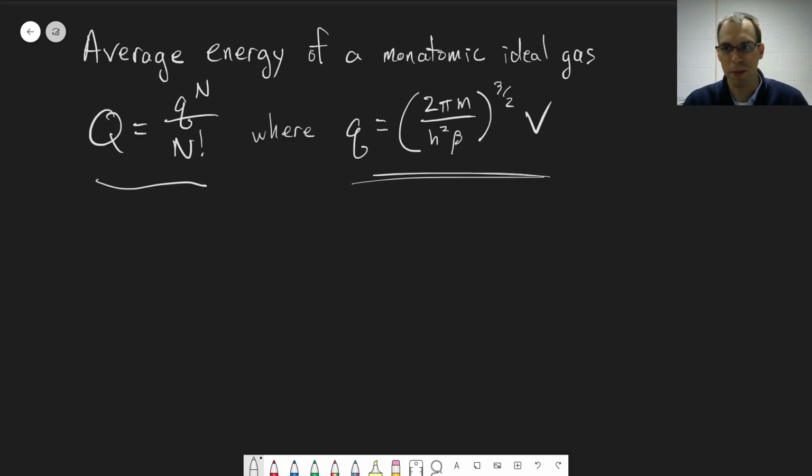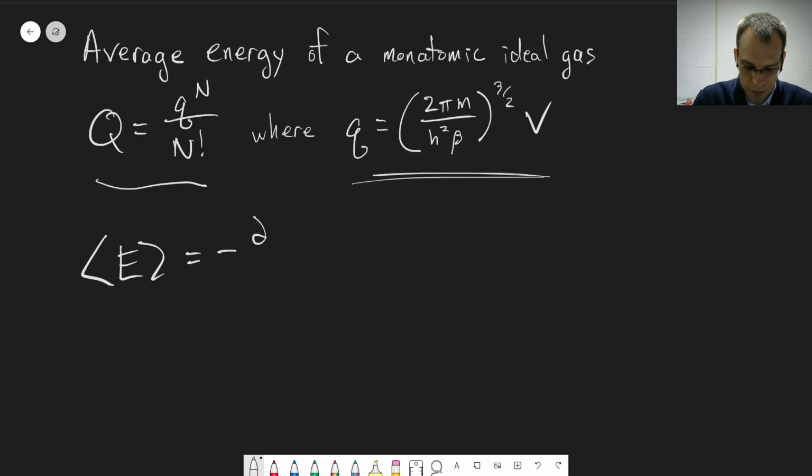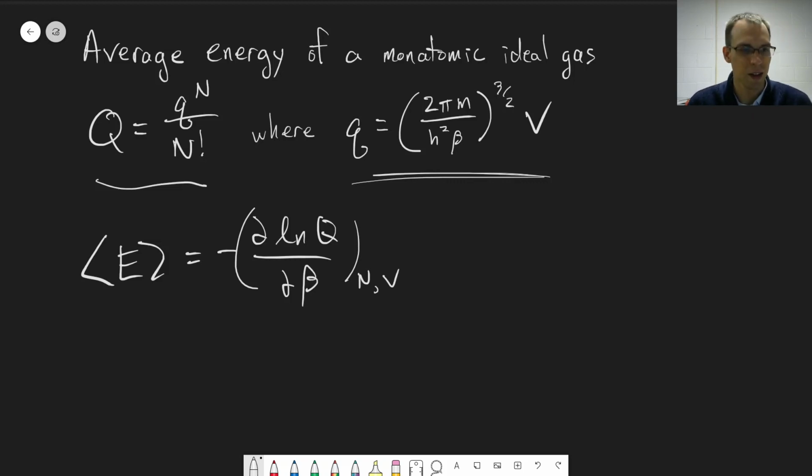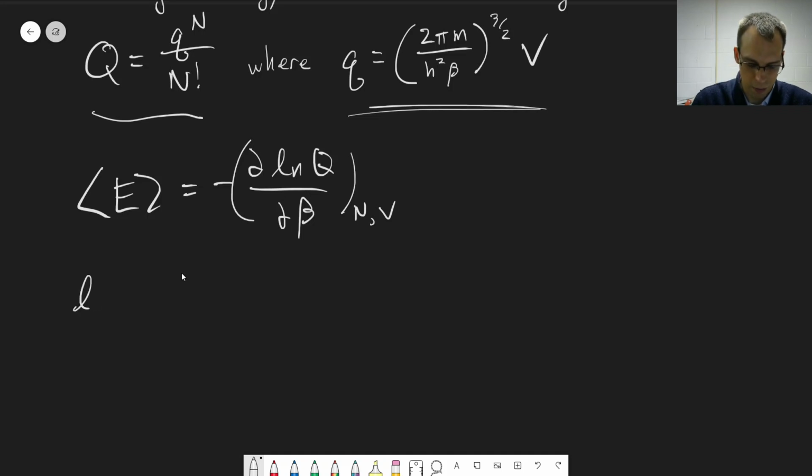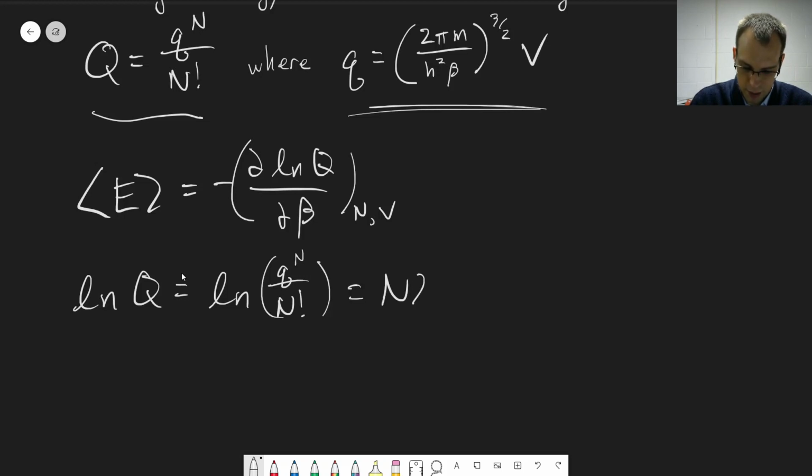But just to show you an example of how we can use this equation for the average energy: remember, our average energy is equal to negative of the derivative of the partition function with respect to beta, holding N and V constant. Since we're going to need the natural log of Q, let's write that out. ln Q is equal to ln of little q to the N divided by N factorial, which is equal to N log little q minus the natural log of N factorial.